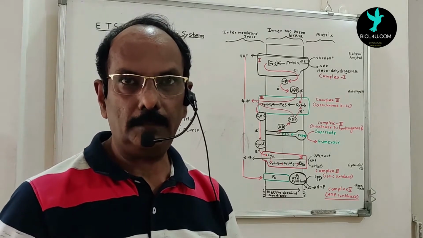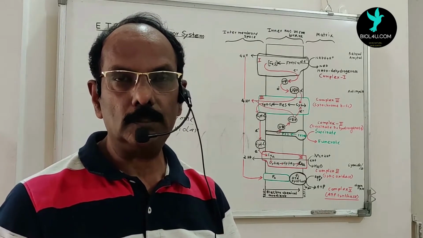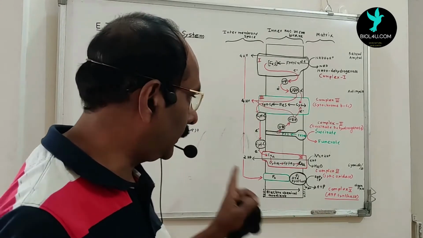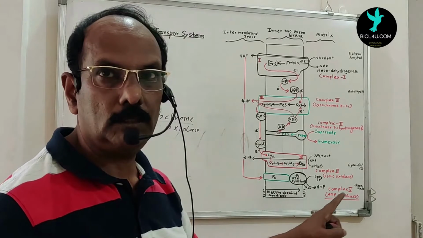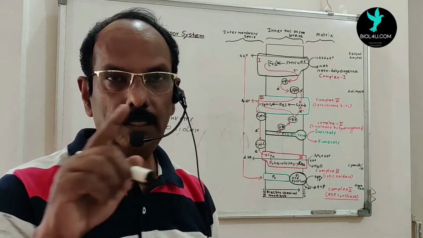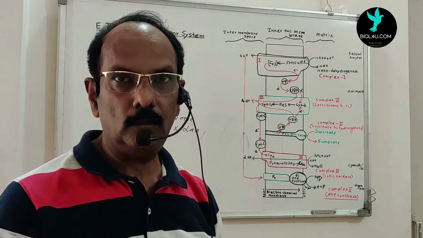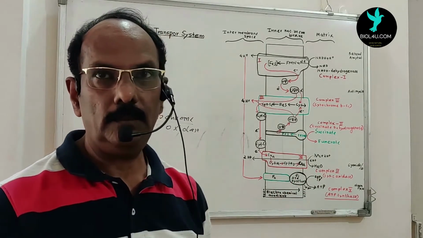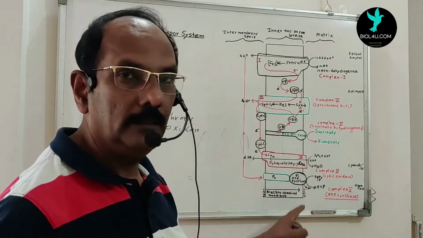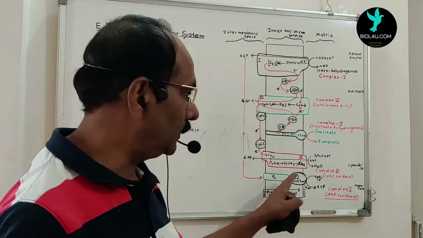So if cyanide is applied, the entire respiratory process will stop because it affects cytochrome oxidase. That means the terminal oxidation process will stop. That means the entire respiration, Krebs cycle, glycolysis, and all these will stop. That is very dangerous, and within a fraction of a second, this cyanide will kill the animal. It is because of this process.